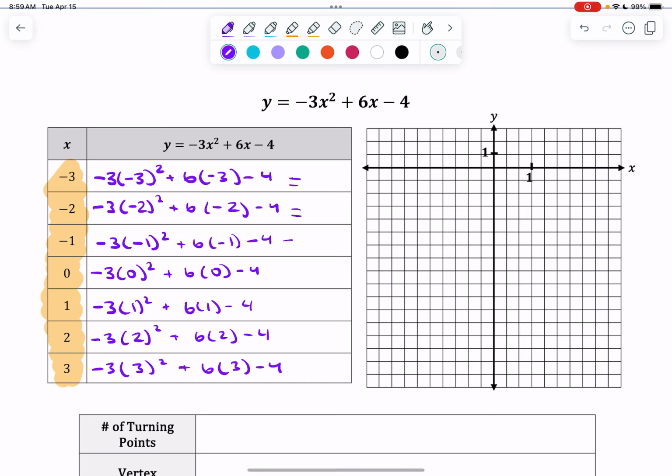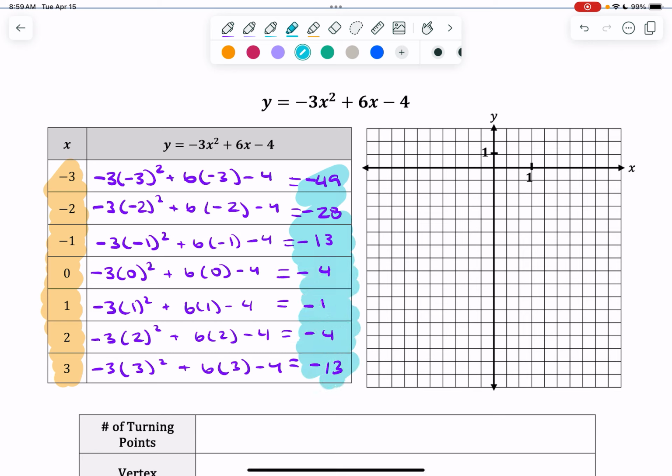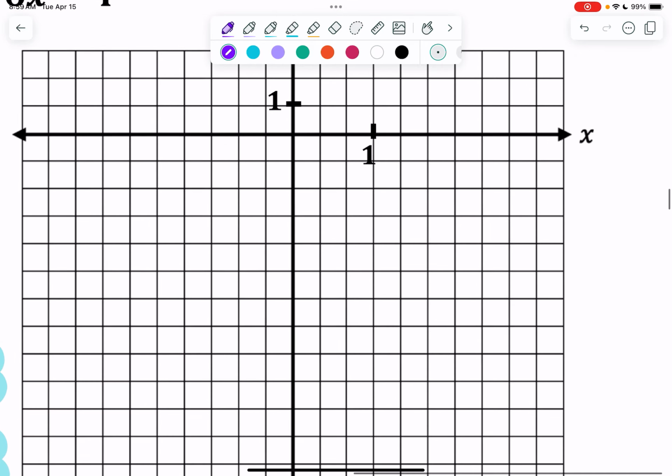And I can get all of those y values by plugging that into my calculator. I should get negative 49, negative 28, negative 13, negative 4, negative 1, negative 4, negative 13. Okay, and again, I am going to plot all of these values. I'm noticing on my scale that my scale for my y's changes by 1, but my scale for my x's changes by 1 for every 3 boxes.